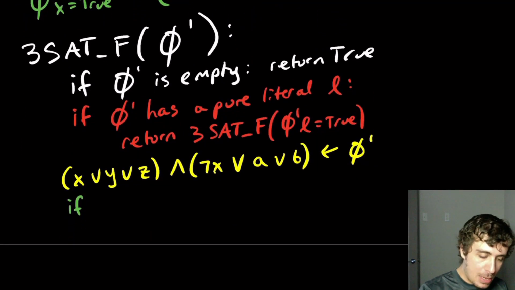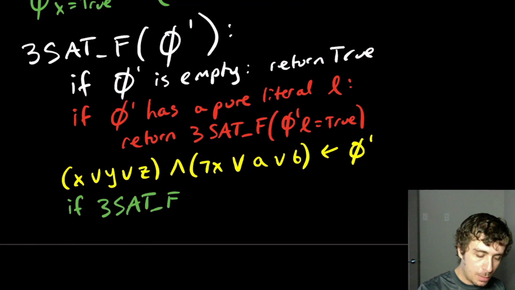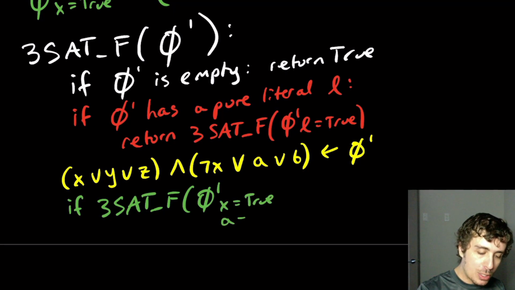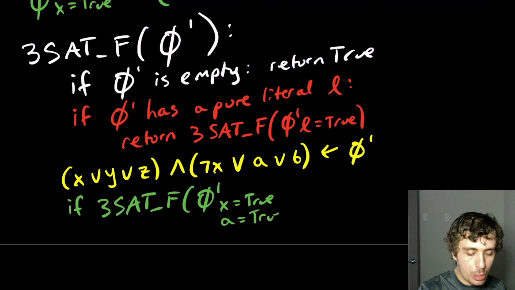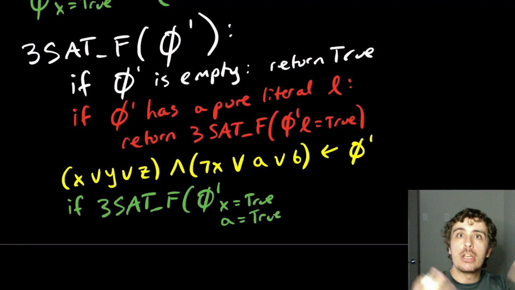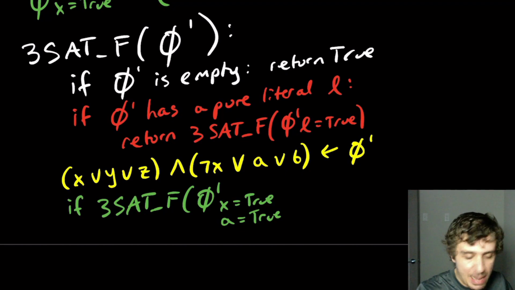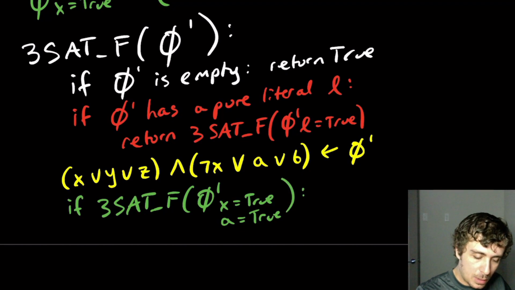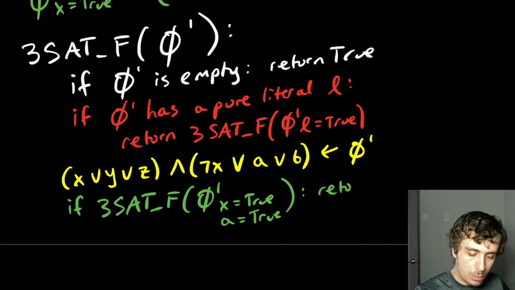So if we recursively call 3-SAT-F on phi prime, where I'm going to set x to be true, and I'm also going to, in this case, set A to be true. Because it's symmetric, you can set B to be true. I'm just setting A because it's the first one. So if that's the case, I'm going to return true.